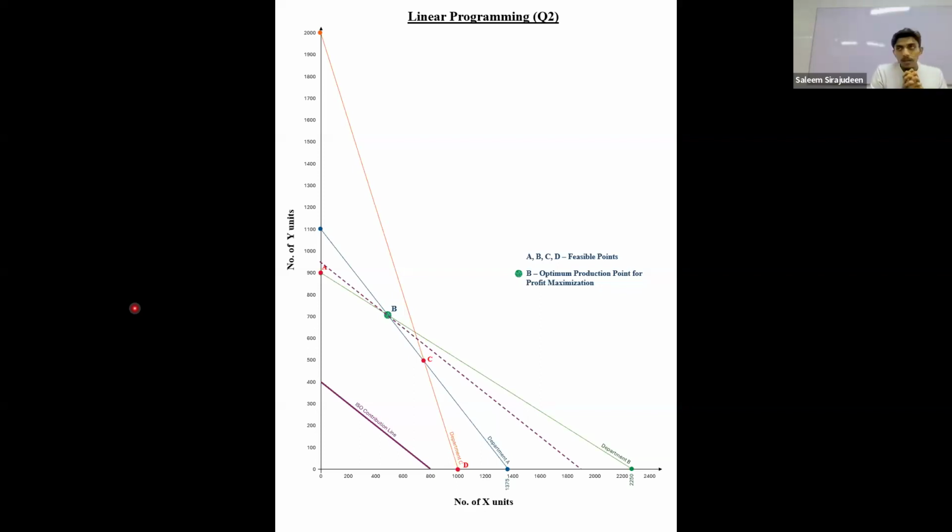ISO cost line. I'll teach ISO cost line. First of all, write the point. ISO cost line should be moved to the left side.